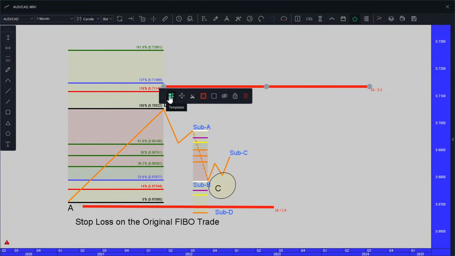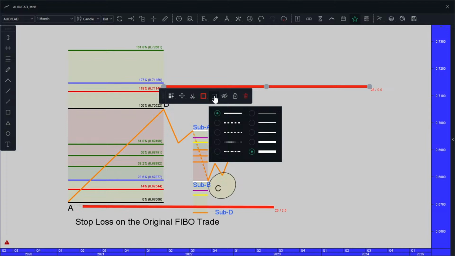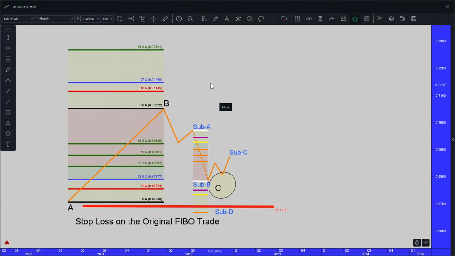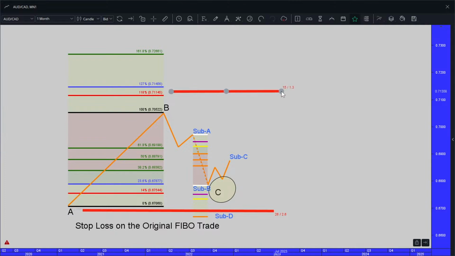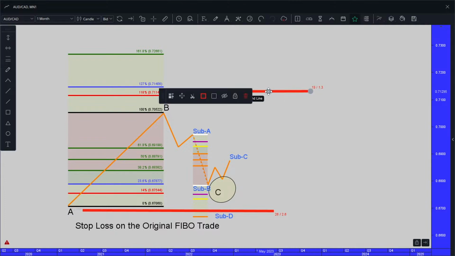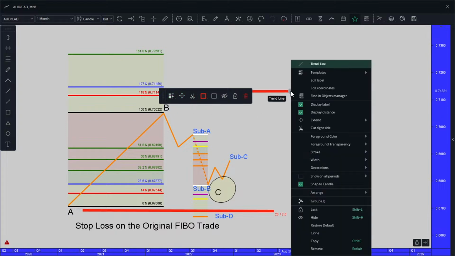Alright, so this is templates, extend, I don't want, cut right side, background, decorations. Wow, decorations, wow, nice. I need to get used to it. Whoops, hide. Now about what? Gone. I need to redo one. Okay, I need to get used to that. To hide, lock, remove. All right. So templates, extend. Well, right click again.